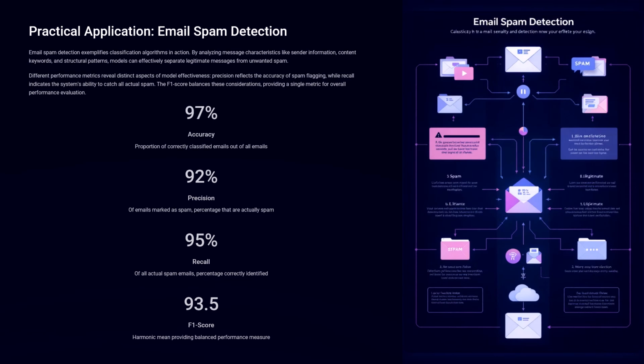97% accuracy, the proportion of correctly classified emails out of all emails. 92% precision, of emails marked as spam, the percentage that are actually spam. 95% recall, of all actual spam emails, the percentage correctly identified. 93.5 F1 score, the harmonic mean, providing a balanced performance measure.